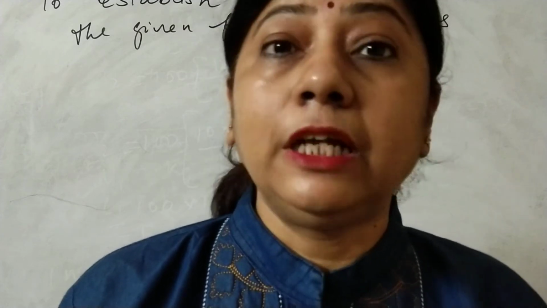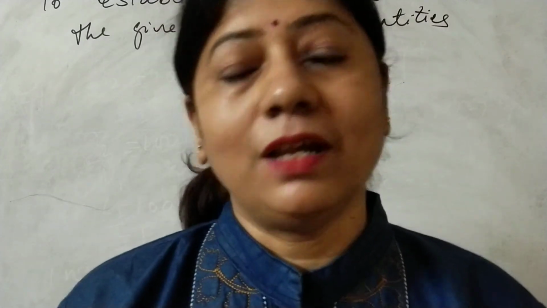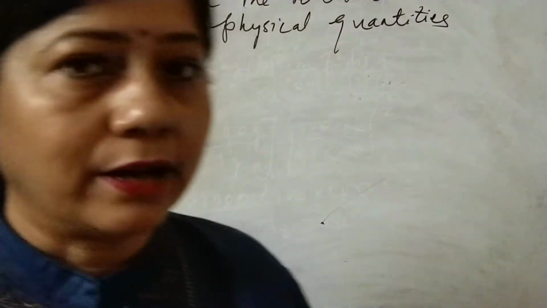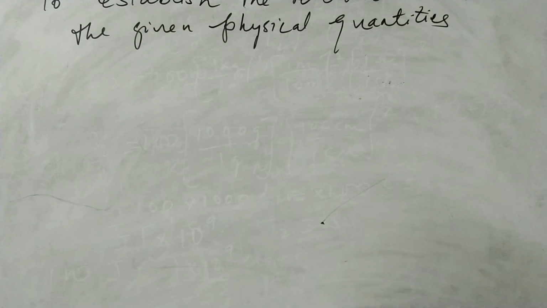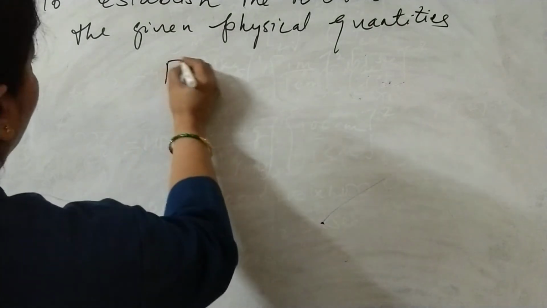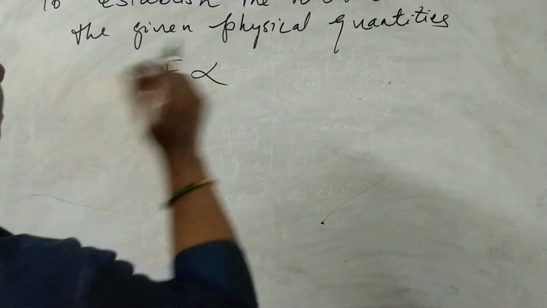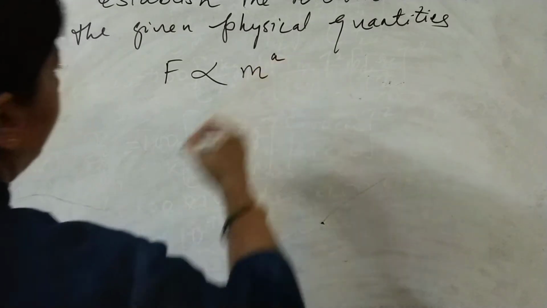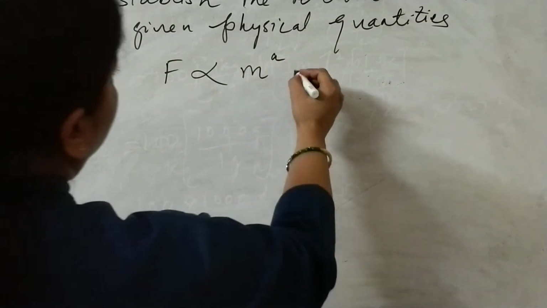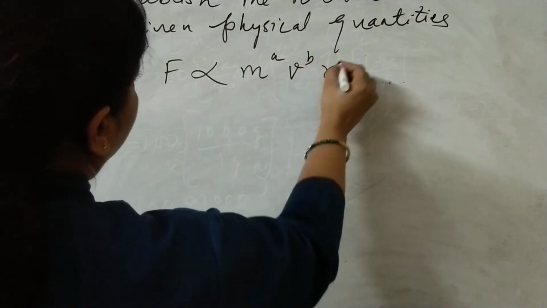Okay, so suppose the question is given, a force is depending upon mass of the body, velocity of the body, radius of the body, how it will relate, and what is the basic formula. So let us start with the case when we have to establish the relation. So we have got the force F depending upon mass m to the power a. It depends upon the velocity v, and it depends upon the radius.